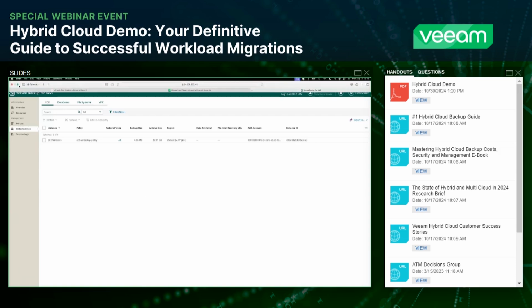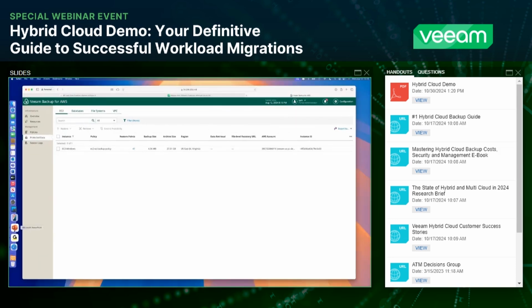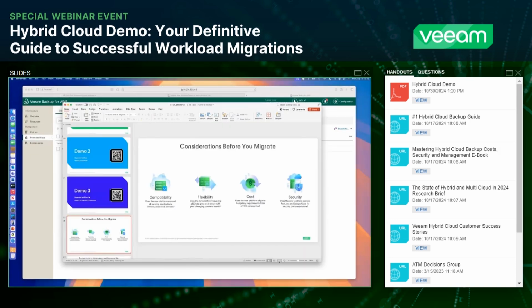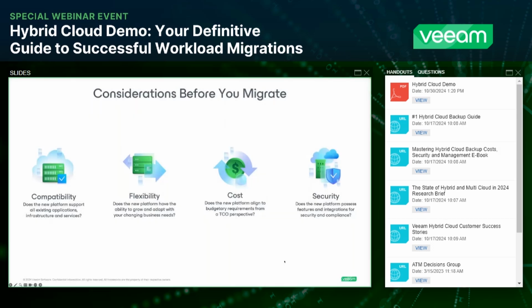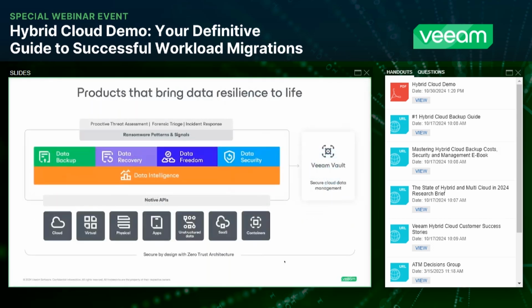All right, let's go back and see if I can find my slides. Here they are. Run the home stretch, guys. So, that really kind of brings things full circle. The Veeam portfolio is really just full of products that make that data resilience and recoverability extremely achievable for you guys, irrespective of where it's hosted.